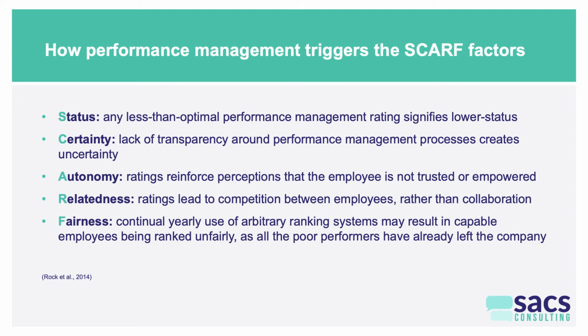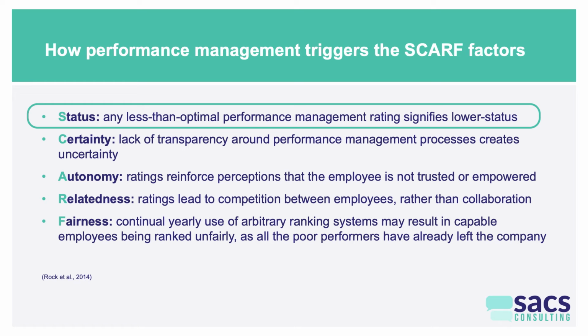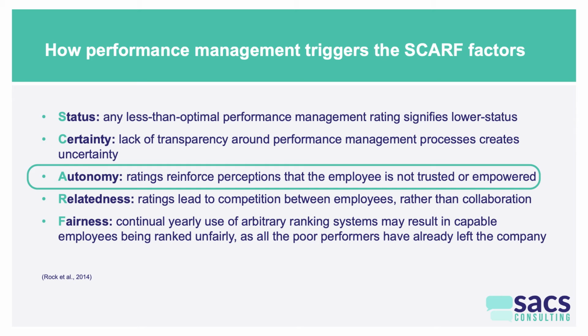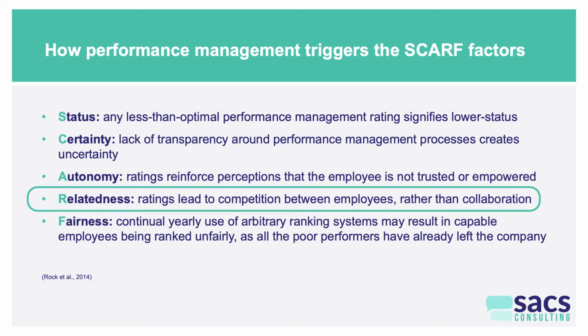He uses the definition of well-being from a neurological point of view as the thing called the SCARF model. And SCARF is all about status. So any less than optimal performance management rating signifies lower status. Certainty: lack of transparency about the process creates uncertainty. Autonomy: when you have ratings where people are evaluated top down, then that leads to a situation where people's autonomy is compromised. Relatedness: this is what I was talking about earlier in the proximal-distal question, and it certainly leads to a situation where there can be competition between employees rather than collaboration.